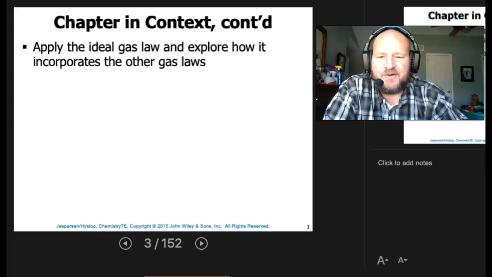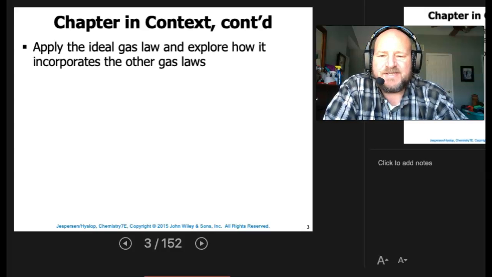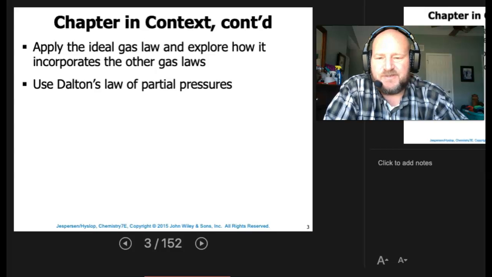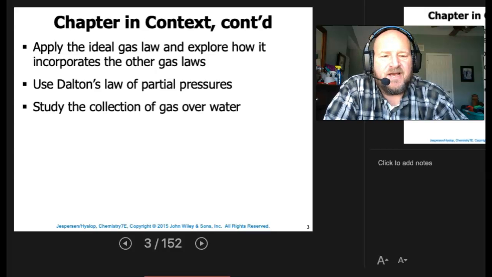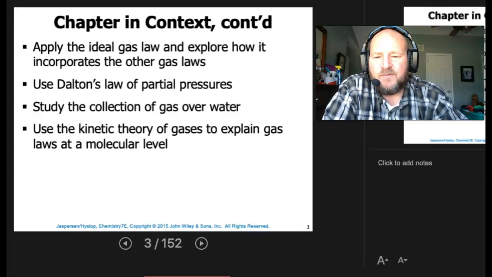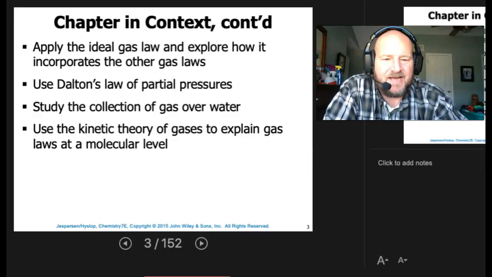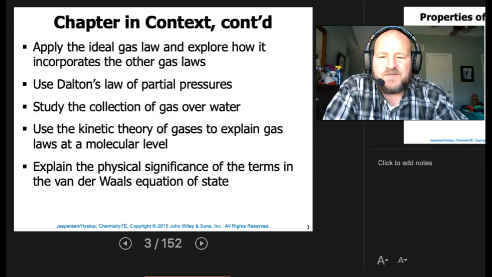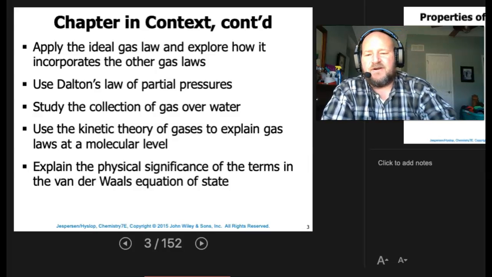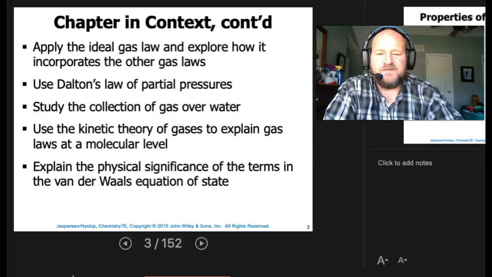We'll apply the ideal gas law and explore how it incorporates the other gas laws. We'll use Dalton's law of partial pressures, and of course we'll study the collection of gas over water so we can see exactly how it will work in chemistry. We'll use the kinetic theory of gases to explain gas laws at a molecular level, and we'll explain the physical significance of the terms in the van der Waals equation of state.